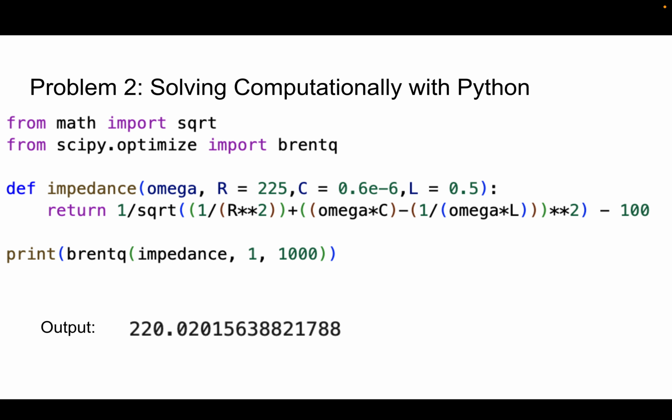Now here's our Python solution. Notice we have already solved the function for Z by taking the reciprocal of the entire function. Also notice in the second and third argument of the brentq function towards the bottom that our guesses are 1 and 1000. This means we will get the solution for the equation that is between these two initial guesses.